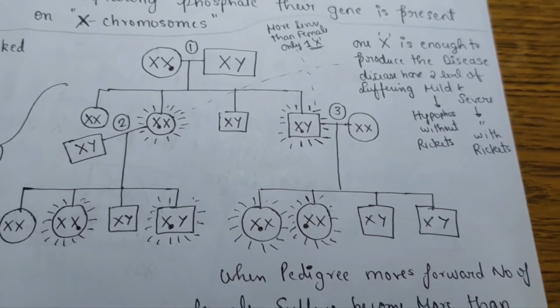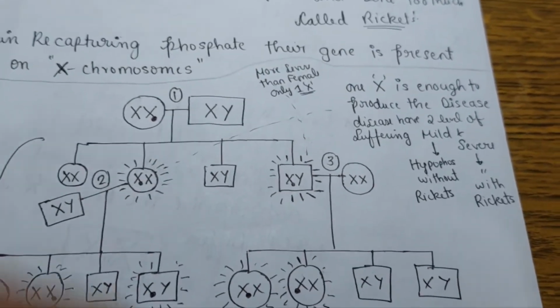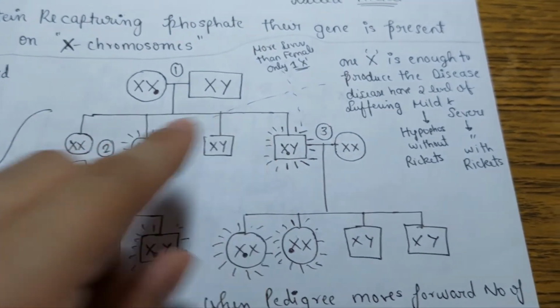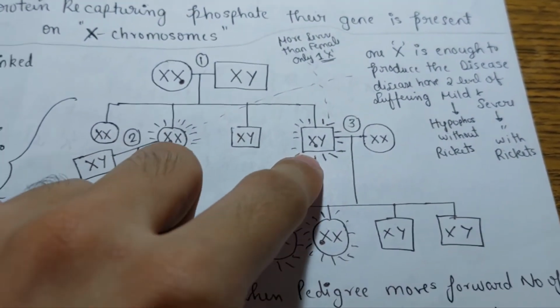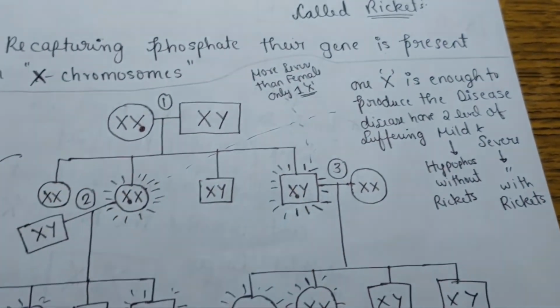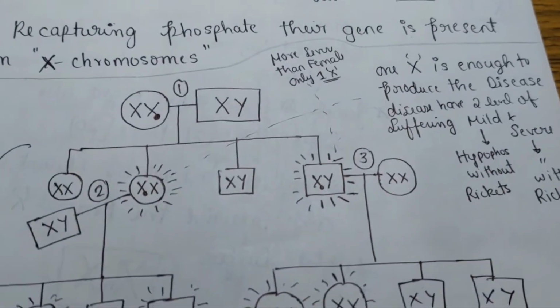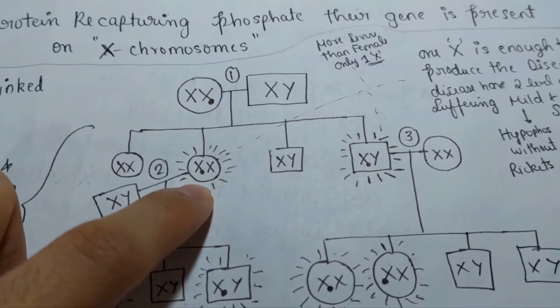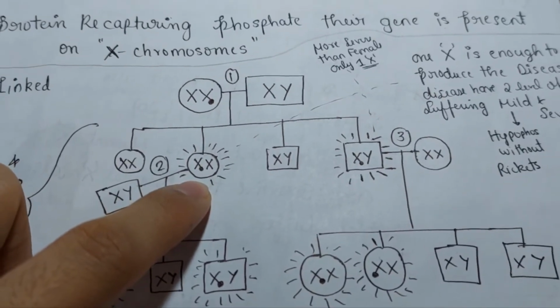Also the manifestation of the disease is more severe in males as compared to females, because in males there is just one X chromosome, and if that is the mutant X chromosome, it is going to manifest the disease in a much more severe manner. Whereas in females it's also going to manifest the disease, but slightly less because the female has two types of X.